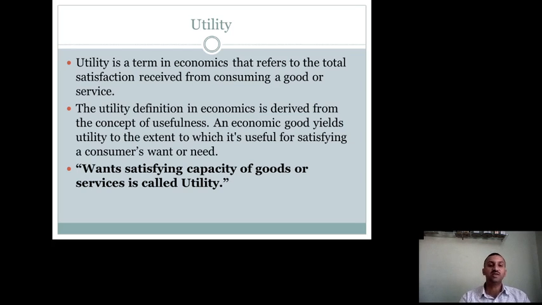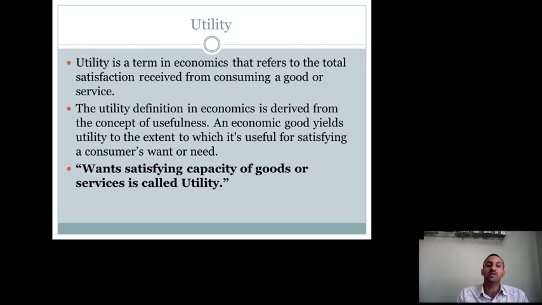Here, utility is a term in economics that refers to the total satisfaction received from consuming a good or service. In simple terms, utility means the satisfaction we get after using a product or service. For example, if I am thirsty and I am drinking a glass of juice, how much satisfaction I have got from that glass of juice is utility.